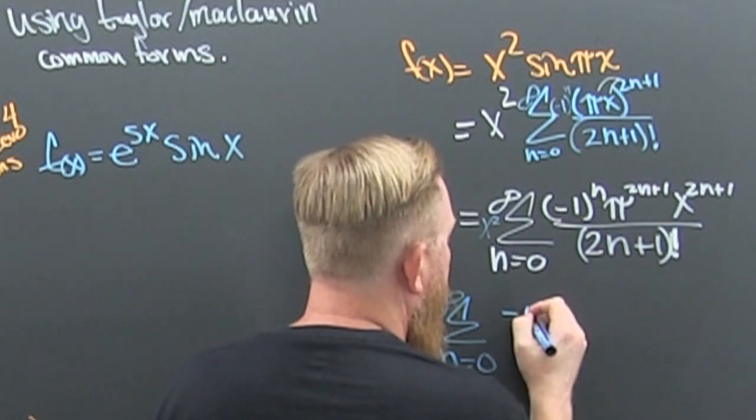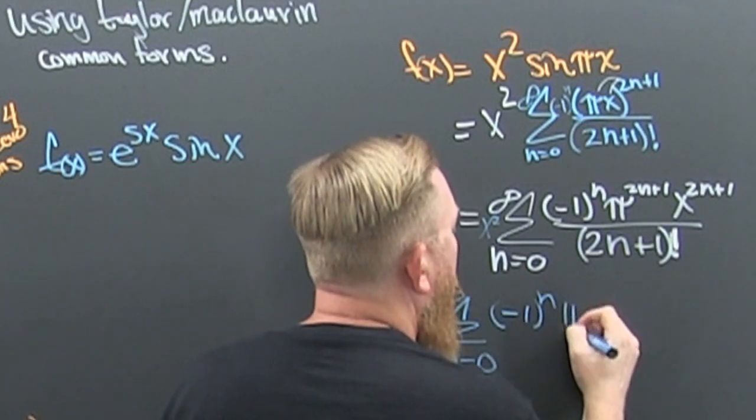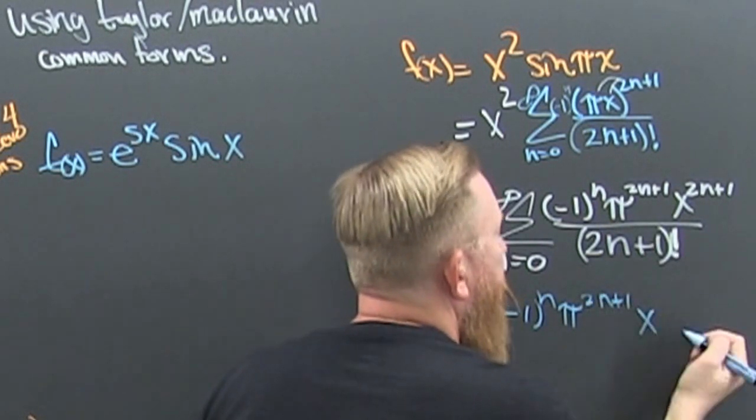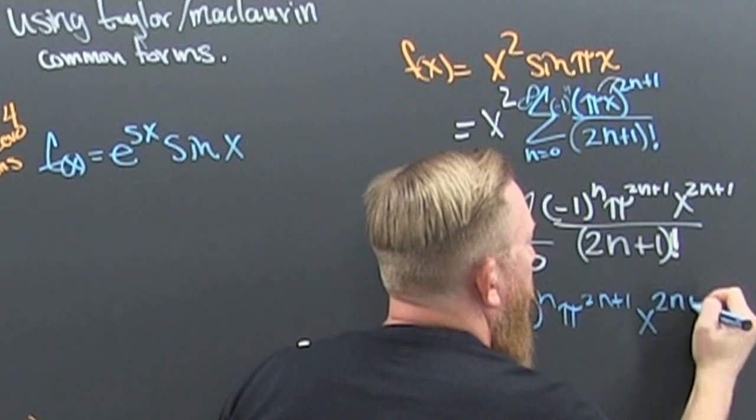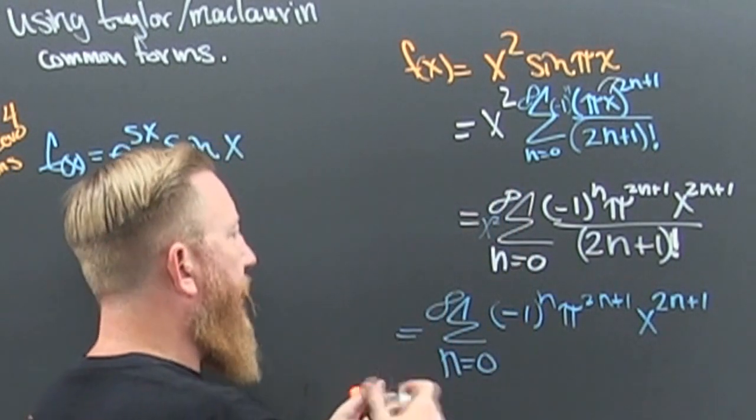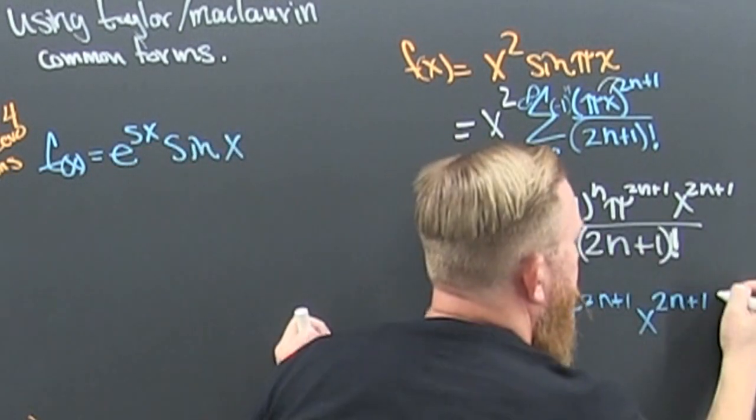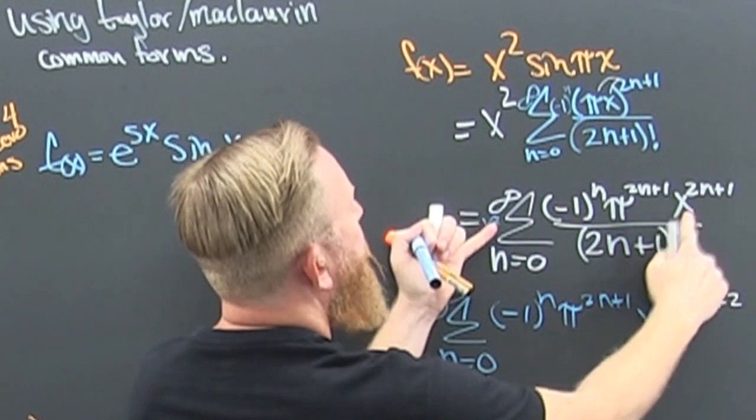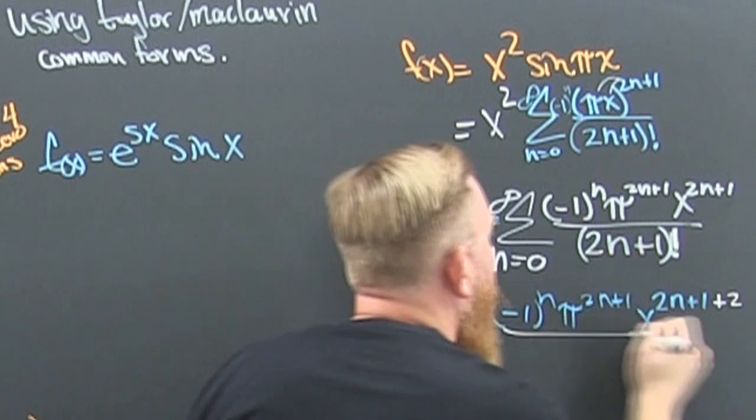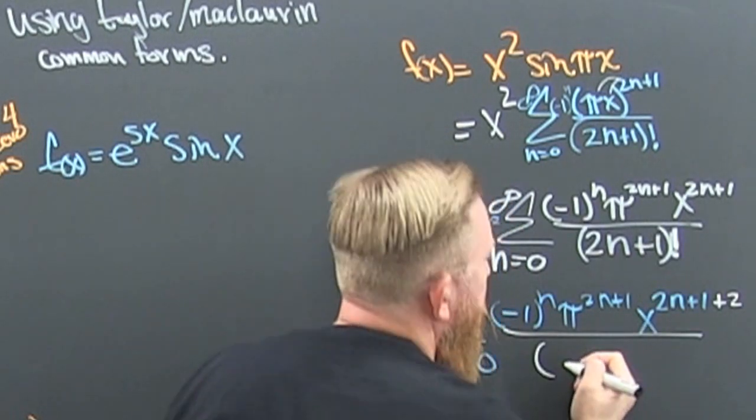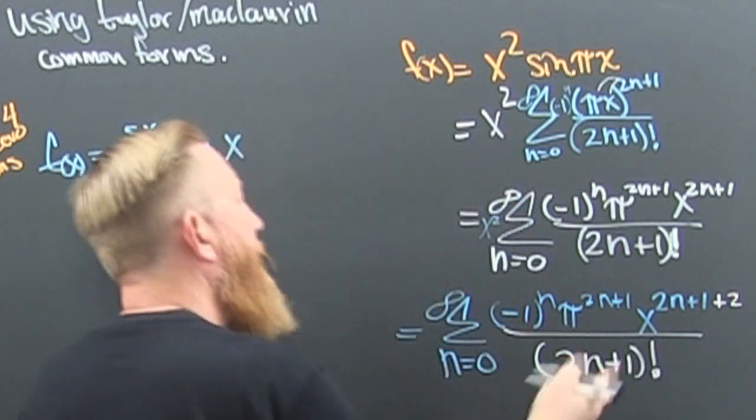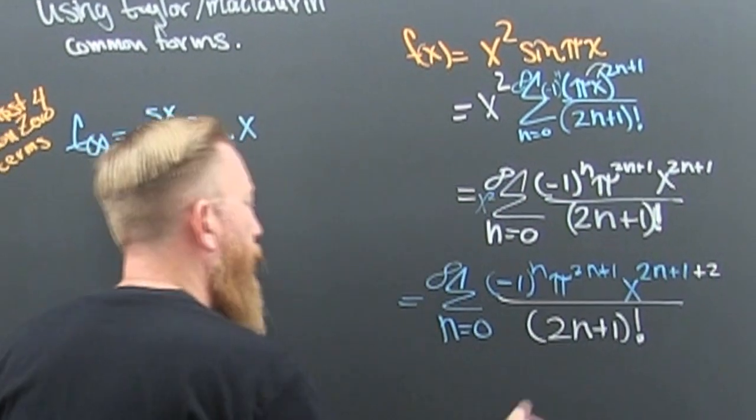So then I go, and that's -1 to the n, pi to the 2n plus 1, x to the 2n plus 1, and then what am I gonna do? I'm gonna add a deuce to that because I have the same base and I'm multiplying. What am I gonna do to their exponents? Add them, and that's how this changes. That's how this is different. That's 2n plus 1 factorial. That should have been the same. The only thing that should have been white was that.